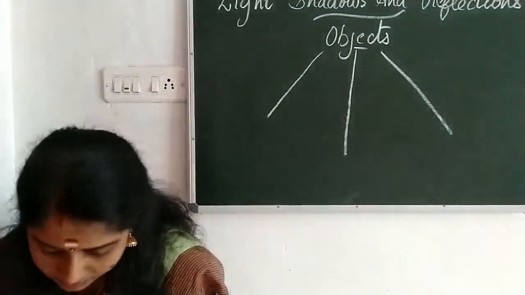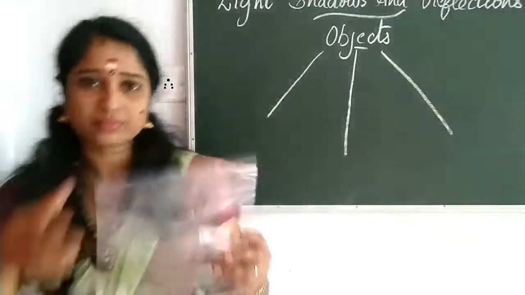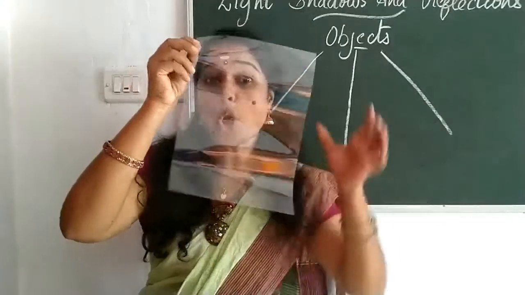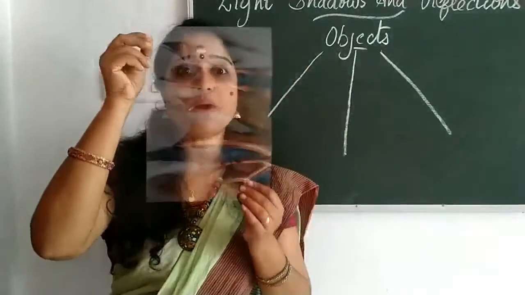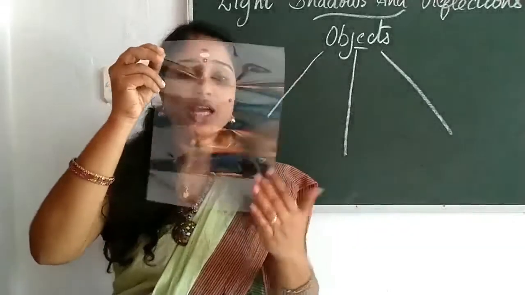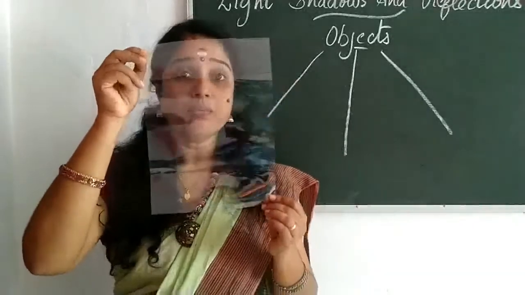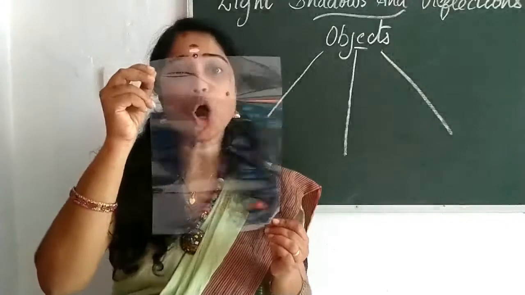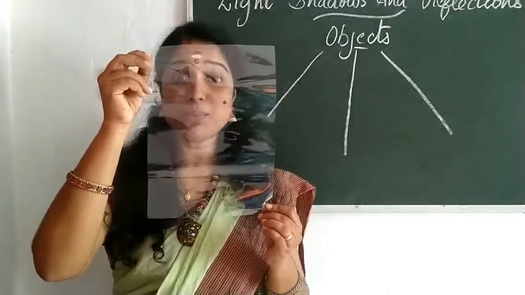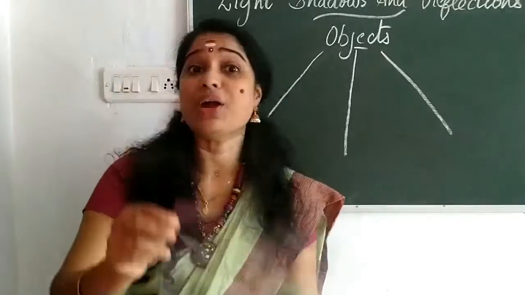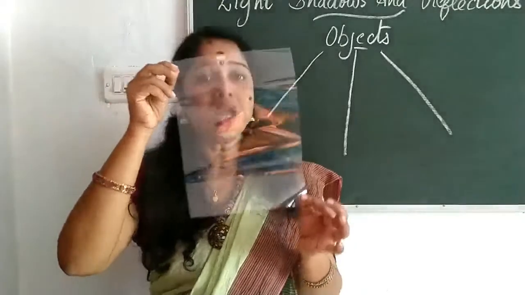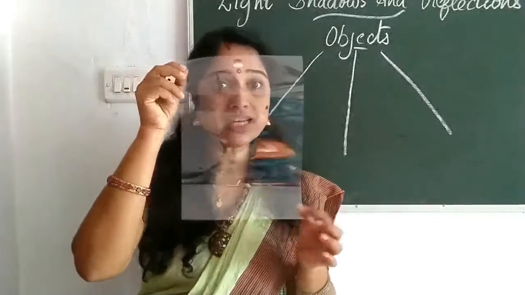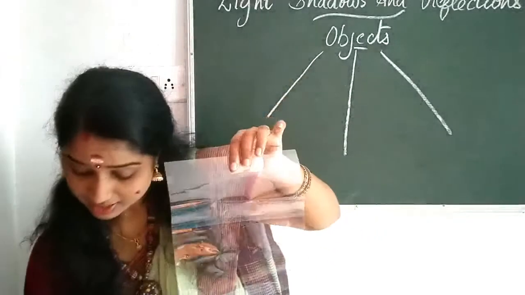First object, I will show you an example. This is an object. This object allows light to pass through it completely. That means you can see my face very clearly because the light passes through it very clearly. Such objects are known as what? Which type of objects? Transparent. The objects that allow light to pass through them completely are transparent objects.